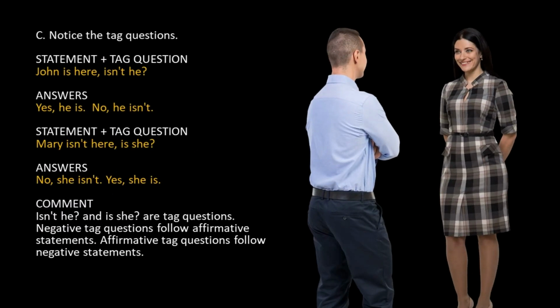Now, notice the tag questions. Statement plus tag question. Example. John is here, isn't he? Answers. Example. Yes, he is. No, he isn't. Statement plus tag question. Example. Mary isn't here, is she? Answers. Example. No, she isn't. Yes, she is. Isn't he and is she are tag questions. Negative tag questions follow affirmative statements. Affirmative tag questions follow negative statements.